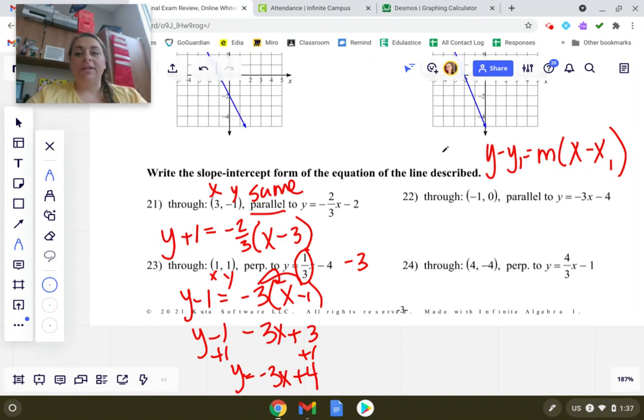All right. So do the best you can on this. If you get stuck, ask somebody and then check your answers on the key.